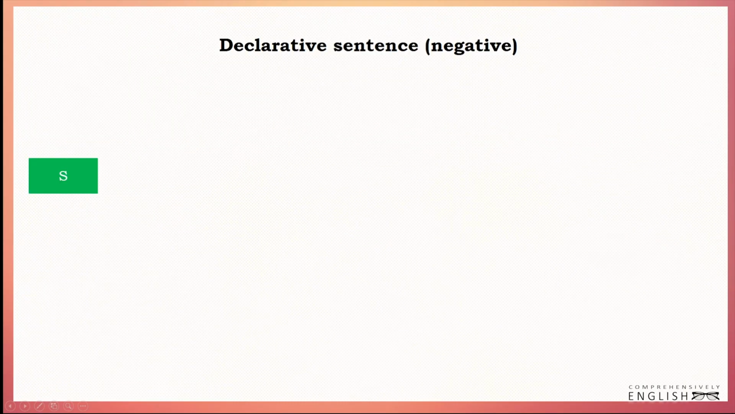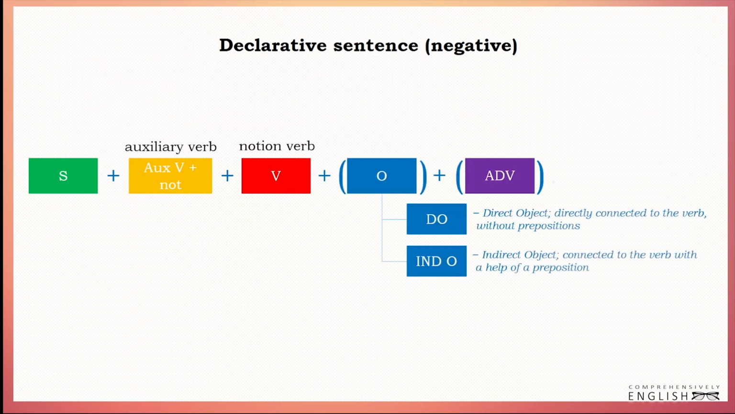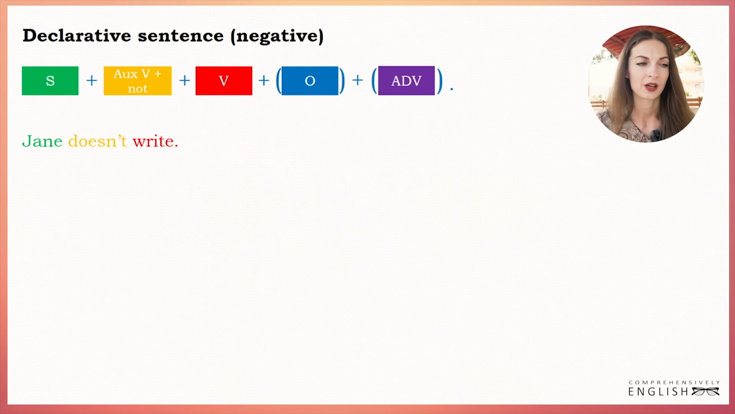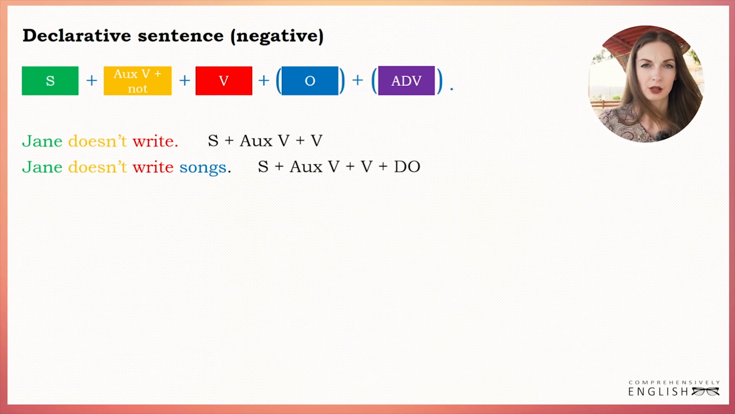So our word order in a negative statement is this: subject, auxiliary verb plus not, main verb or notion verb, object, direct or indirect, and adverbial modifier. Let's look at several examples. Jane doesn't write. We have the subject Jane; doesn't is the auxiliary verb that shows us that it's the present simple tense and our subject is third person singular; and write is the main verb.